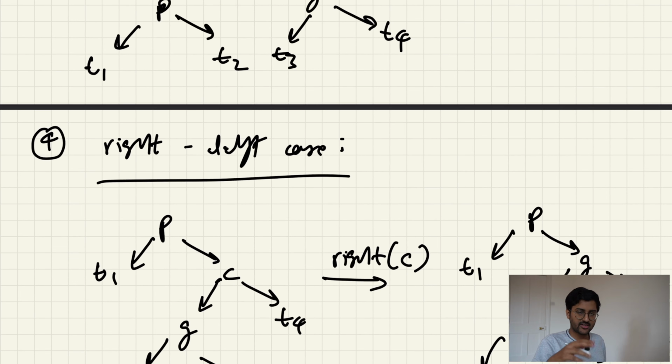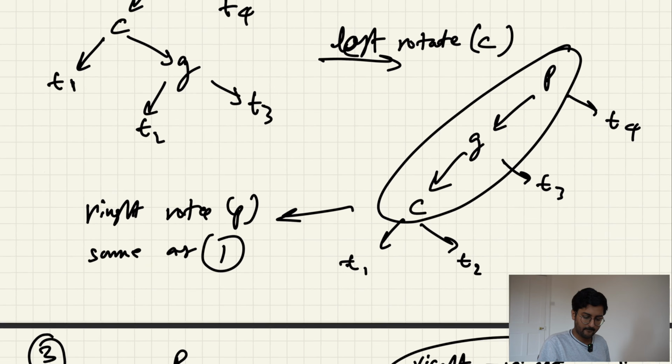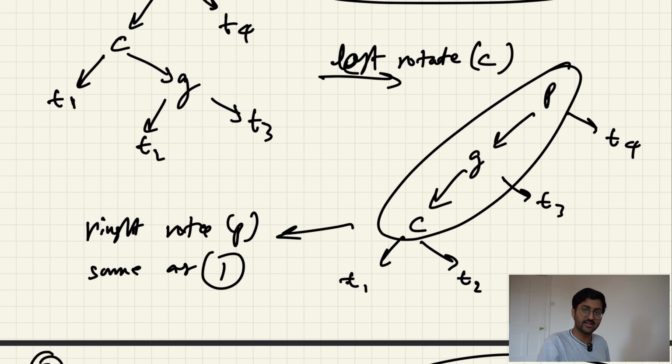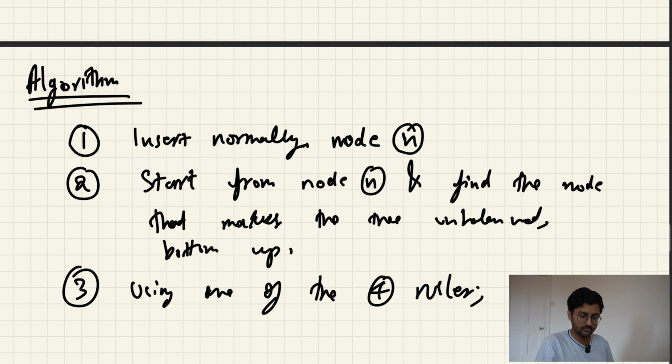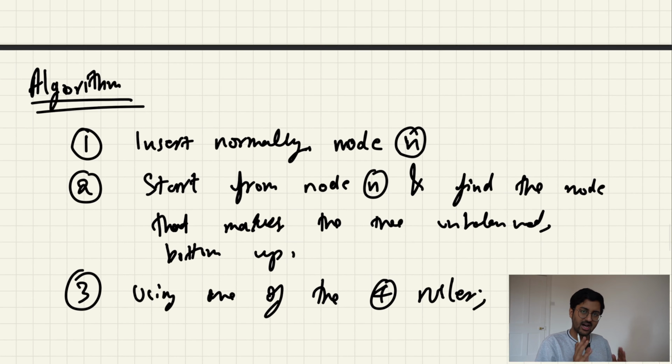Why do we have these 2 extra cases? Because sometimes you get right left, sometimes you get left right. Those are the only 2 possible explanations. So you first make it a single line and then rotate it. And how do you know that individual trees are balanced? Because we're starting from the bottom up. That's the AVL algorithm. Insert it normally, start from the bottom node and find the node that makes it unbalanced from bottom up, then do one of the 4 rotations. That's it. Very simple.